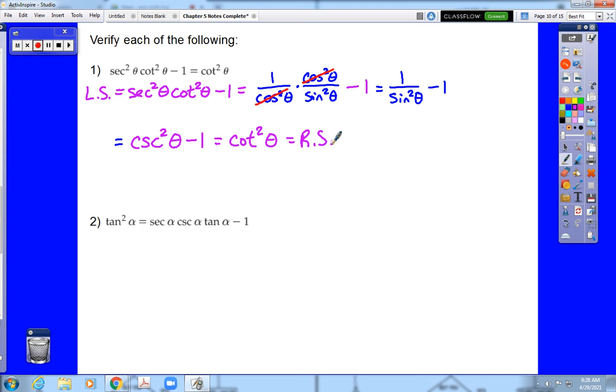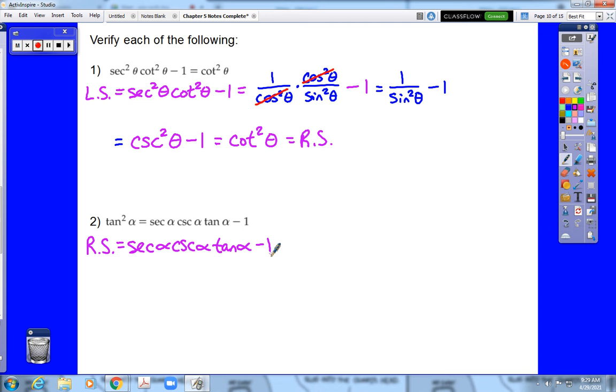All right, on number 2. The right side of the equation would be the more complicated version this time. So we take the right side, which is secant of alpha, cosecant of alpha, tangent of alpha, minus 1.